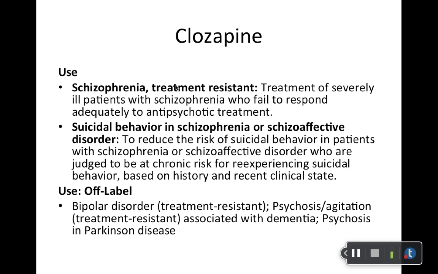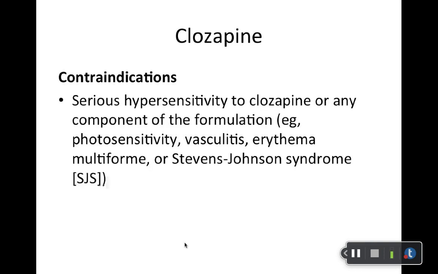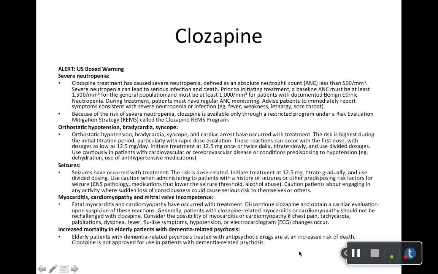And then suicidal behavior in schizophrenia or schizoaffective disorder, again, usually not first line. And then off-label, treatment-resistant bipolar, treatment-resistant psychosis. So you'll notice there's a pattern here. This is going to be your last line. And the reason is because of the box warnings here. So contraindications, please make sure you read through those as well. But this is the big reason why this is not considered first line.